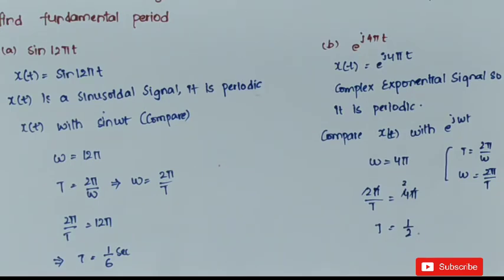We know that e power j 4 pi t is a complex exponential signal. Complex exponential signals are also periodic signals. So we need to compare it with e power j omega t. Then we will get the value and T is equal to 1 by 2. Let us see the next problem.